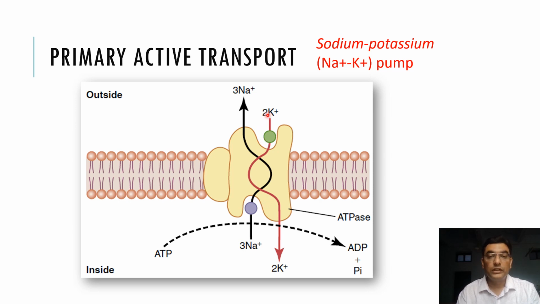So when two potassium bind on the outer side and three sodium bind on the inner side, it becomes activated. It has some conformational changes which lead to the activation of ATPase activity. So when this ATPase becomes activated, ATP is utilized and three sodiums are kicked outside and two potassiums are kicked inside.